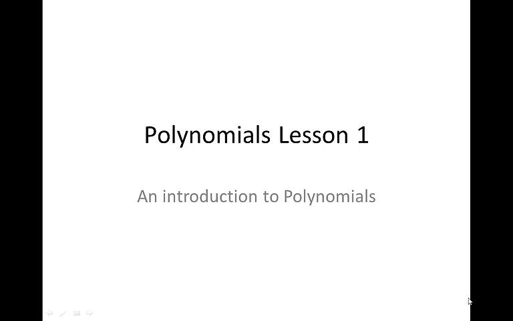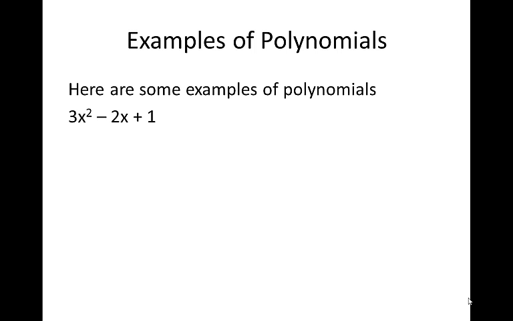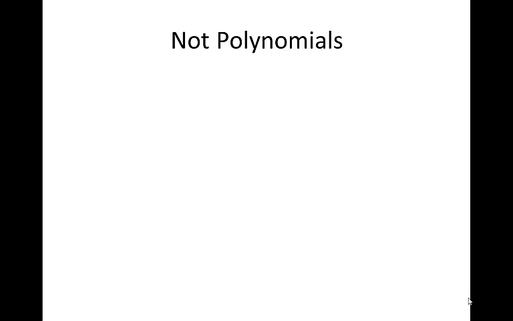So this is Polynomials Lesson 1, just an introduction to polynomials. So let me show you some examples of polynomials. 3x squared minus 2x plus 1, 2x plus 3, 3x, 4.56x cubed plus 3.12x minus 7, 3/4x squared minus 2/3x plus 12/13. So it may be easier to see, well, what's not a polynomial then?